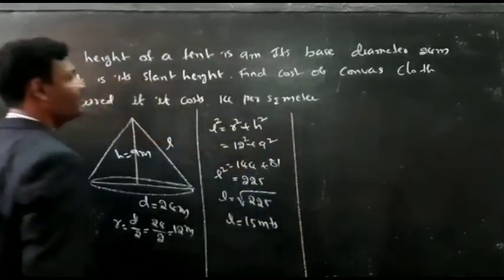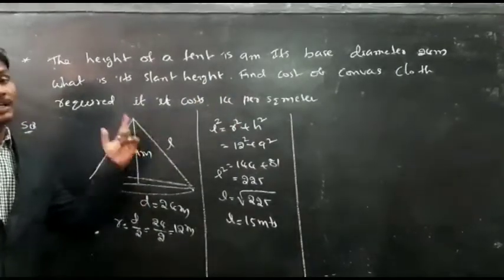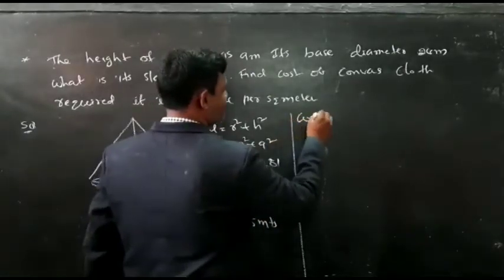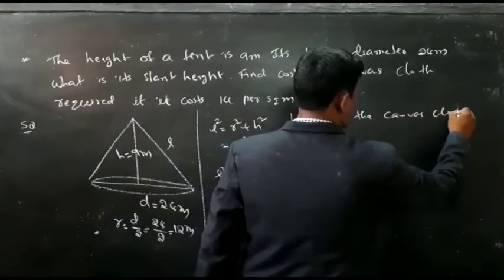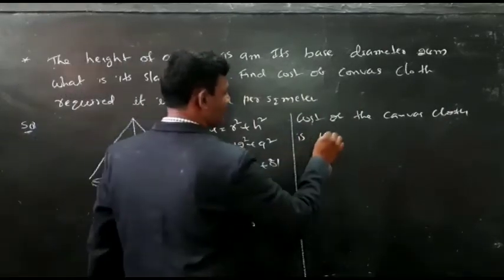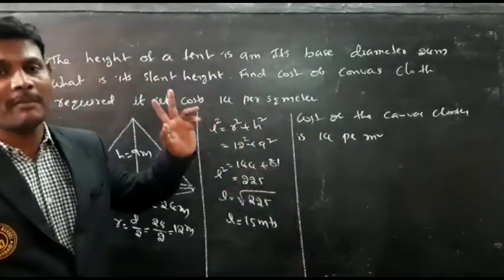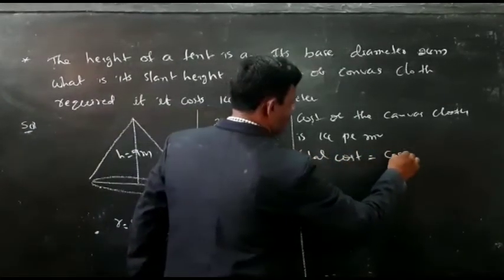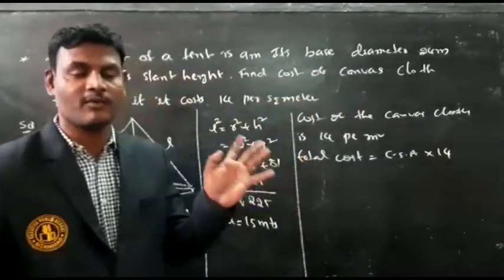Next, what do I need here? Find the cost of the canvas. So he is making the tent with the canvas. You have to find the cost of the canvas. The cost of the canvas is 14 per meter squared. So total cost is equal to curved surface area of cone into 14.